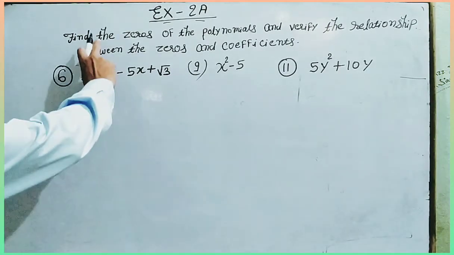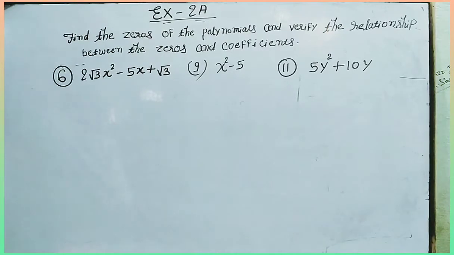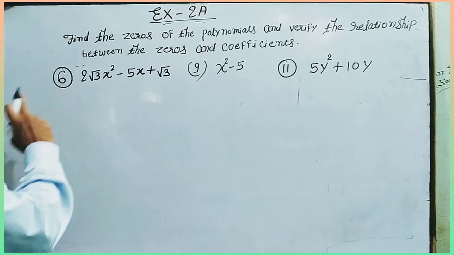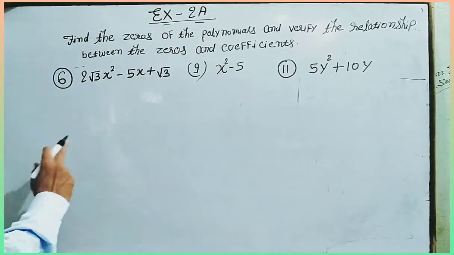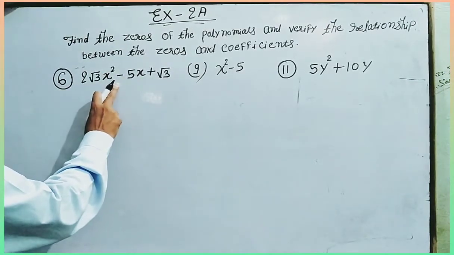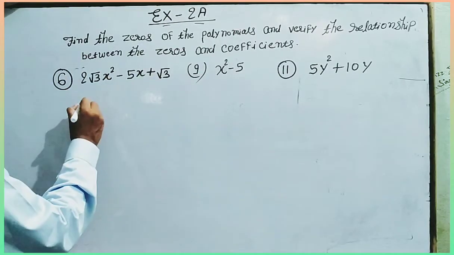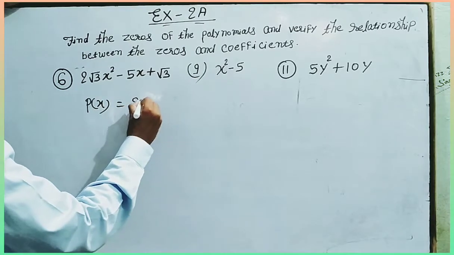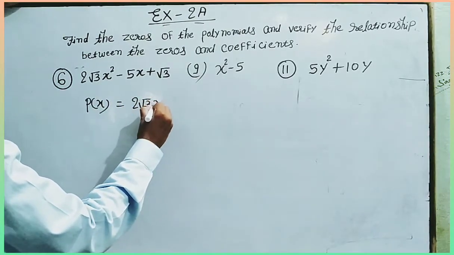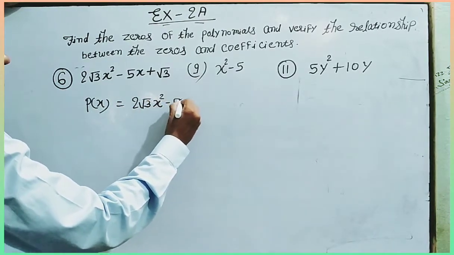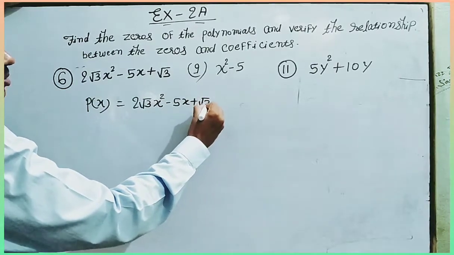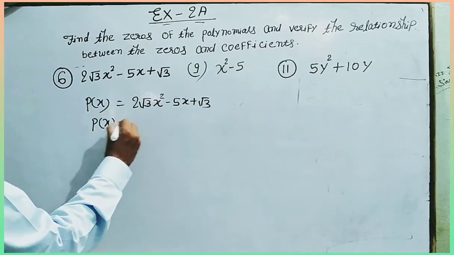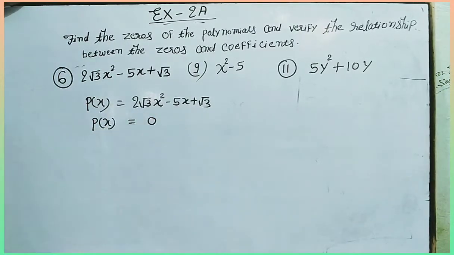Question number 6. Find the zeros of the polynomial and verify the relationship between the zeros and coefficients. Now we solve question 6. It has roots problem. So we write 2 root 3 x square minus 5x plus root 3. So first we write polynomial p(x) is equal to 2 root 3 x square minus 5x plus root 3. Dear student, first find the zeros, that is p(x) is equal to 0.